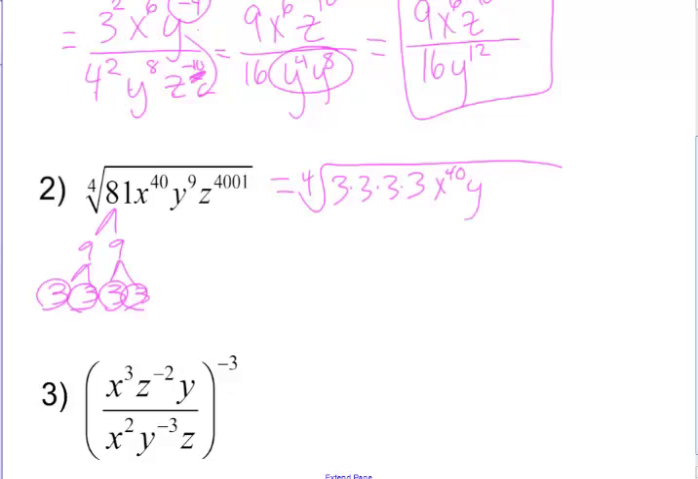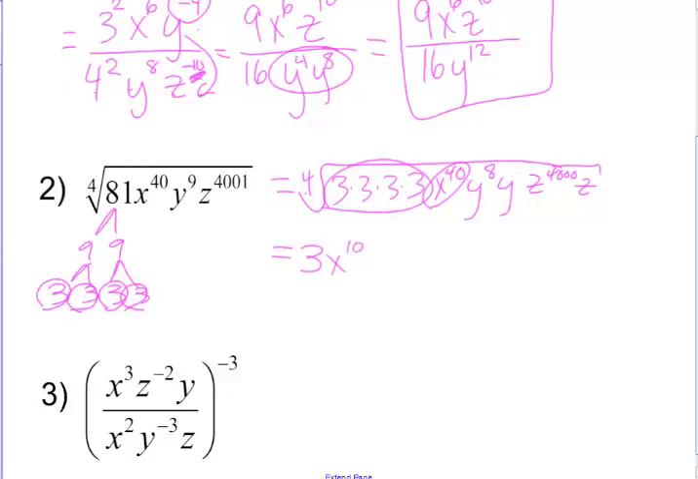Y. Now I'm going to split up my y to the 9th to make it y to the 8th, and then another y. And then the z to the 4,000 with an extra z. So now we're looking for groups of 4. So I have one group of 4 3s, so we get a 3 on the outside. How many groups of x's, 4 x's, can I get? 10. I can get 10 groups of 4 x's, so that goes on the outside.